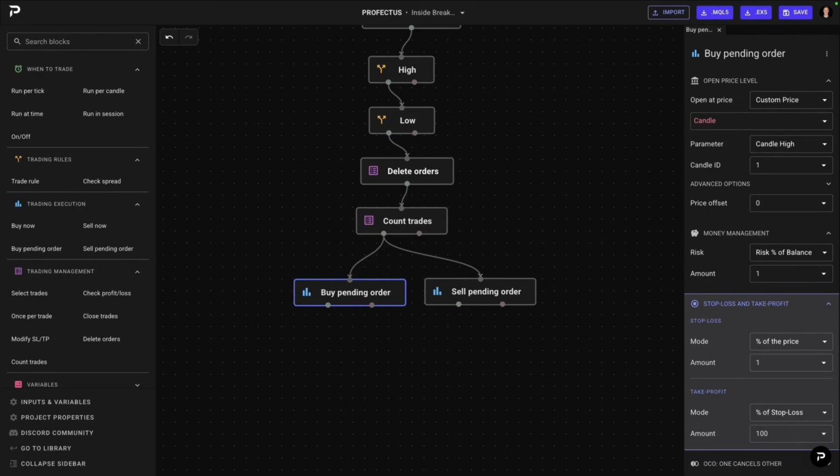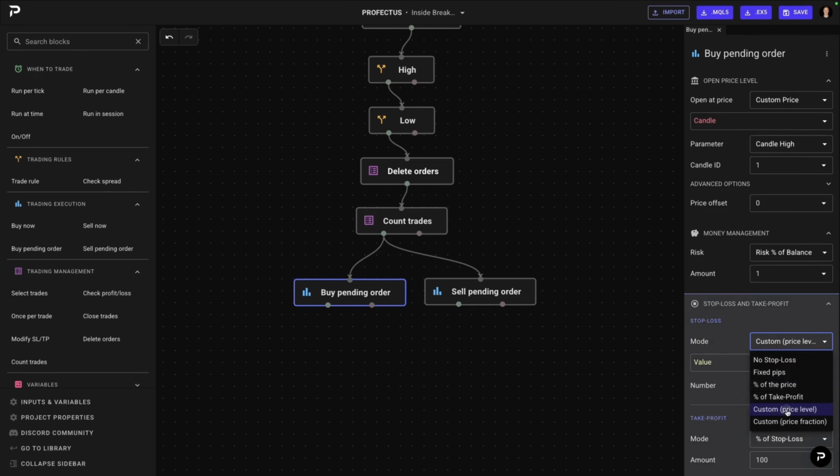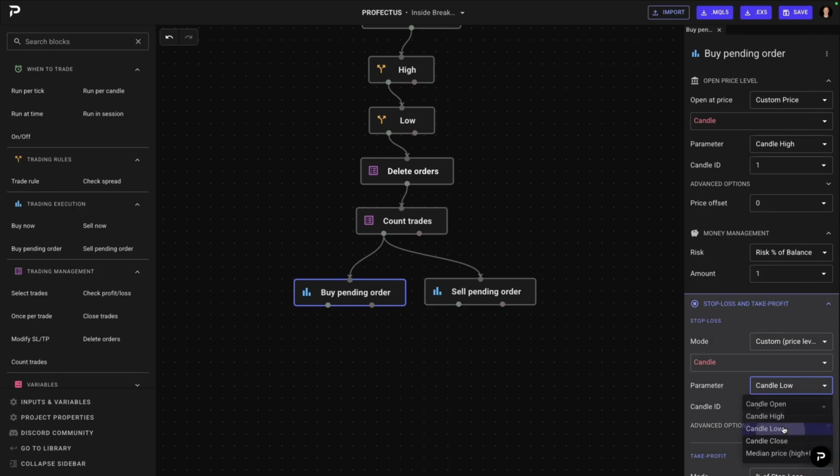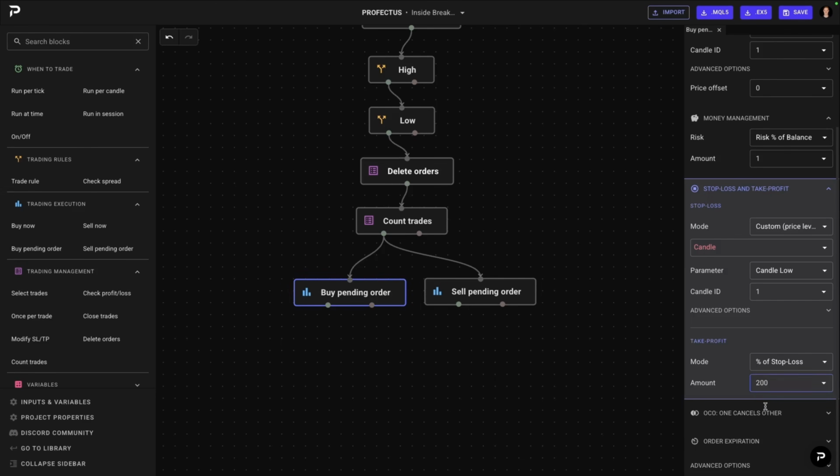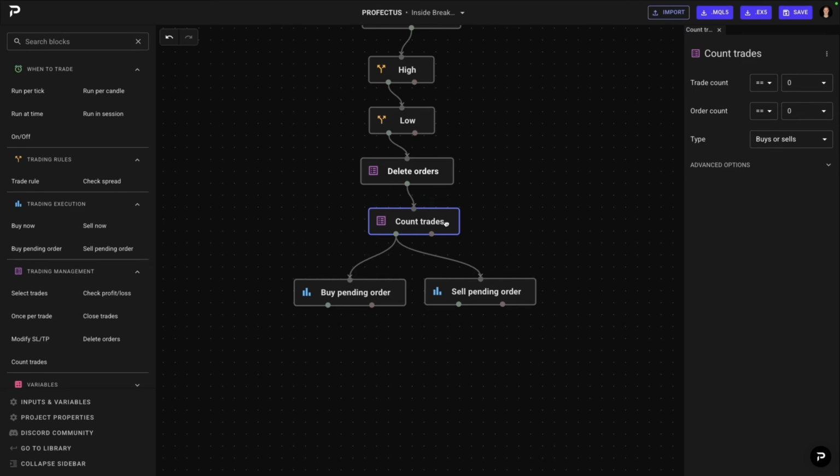And stop loss, there you can get really creative, but let's say you simply want to place it on the candle low. So here custom price level based on candle, based on the candle low of the same candle we're talking about, candle ID number 1. Alright, and then the profit, you simply say, well, I want to have a 1 to 2 risk to reward, so you add here 200 of your stop loss, whatever the stop loss will be.